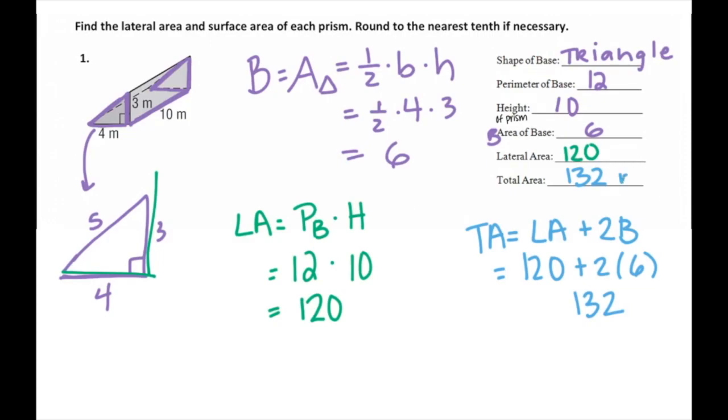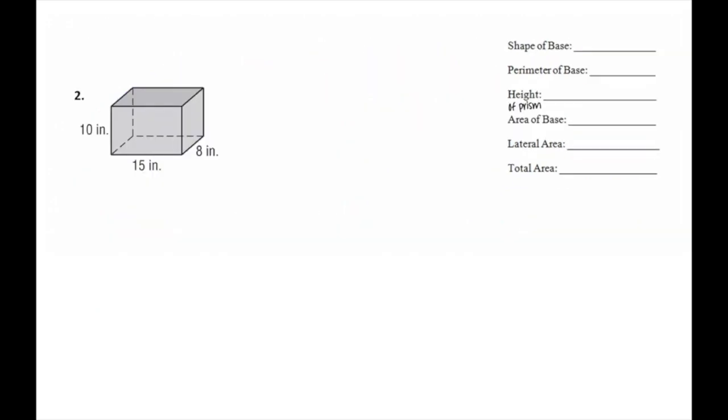This is area, so it's meters squared. All right, pause and try number 2. What is the shape of the base? Now remember, for a rectangular prism, you can have multiple bases. You could either choose the sides here, you could choose the back and the front, or you could choose the top and the bottom, okay? So just for consistency's sake, let's all pick the front and back.